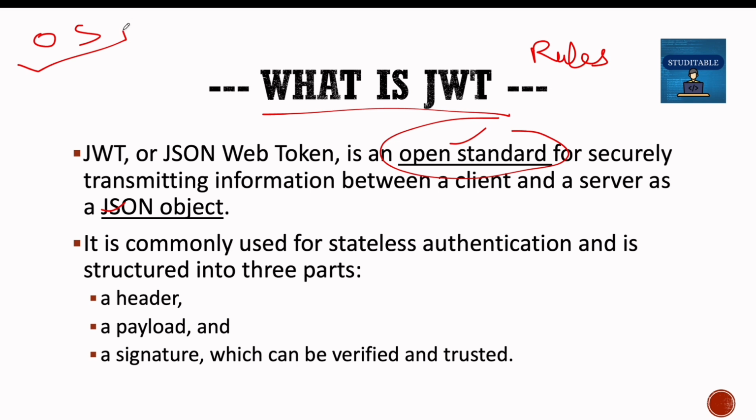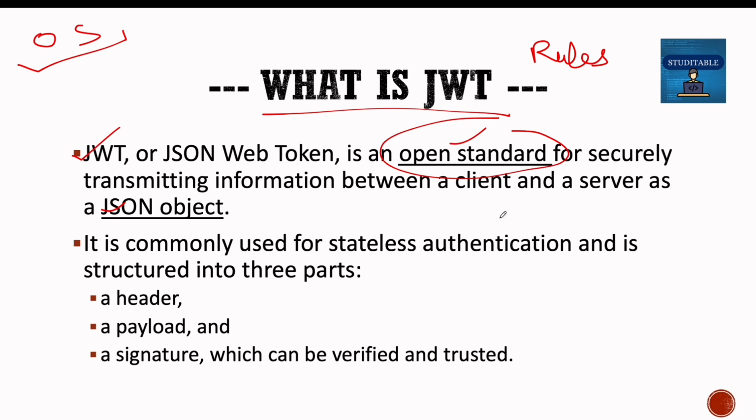That is, an open standard is defined as a document, but the implementation is not provided. That is, the open standard tells you that you have to follow some set of rules, but how that should be followed is not specified. So the specification is up to the implementer, how he or she implements the open standard. So JWT has implemented the open standard as a JSON object. So JSON object is the way JWT implements the open standard.